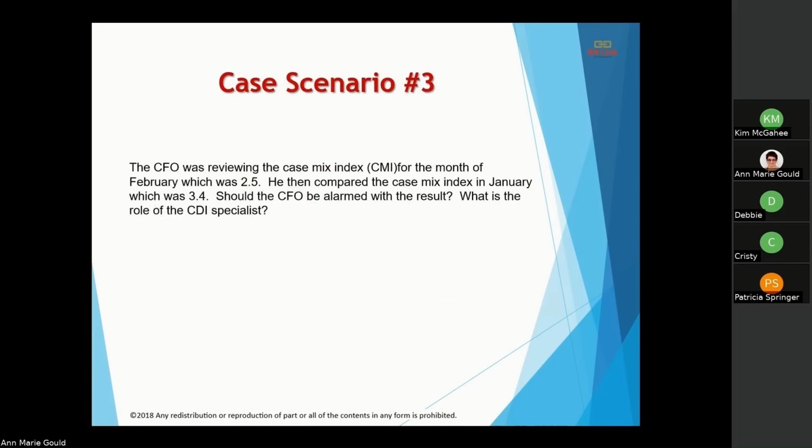Okay, scenario number 3. The CFO was reviewing the case mix index for the month of February, which was 2.5. He then compared it to the case mix index in January, which was 3.4. Should the CFO be alarmed with the result? What is the role of the CDI specialist?